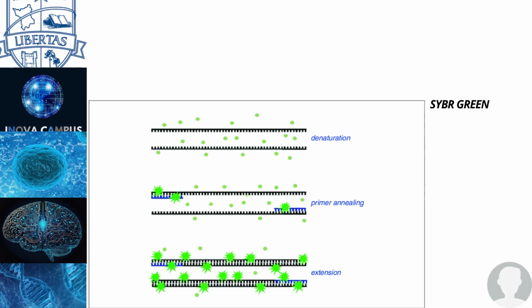So one up is that cyber green is cheaper. It is a cheaper method of doing a qPCR, quantitative PCR. But on the other hand, it cannot target more than one gene in a single analysis, and it also fails more often, even though the fail rate for this kind of procedure is ridiculously low.